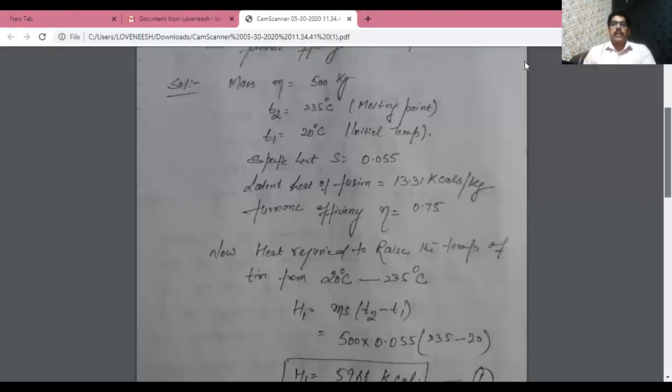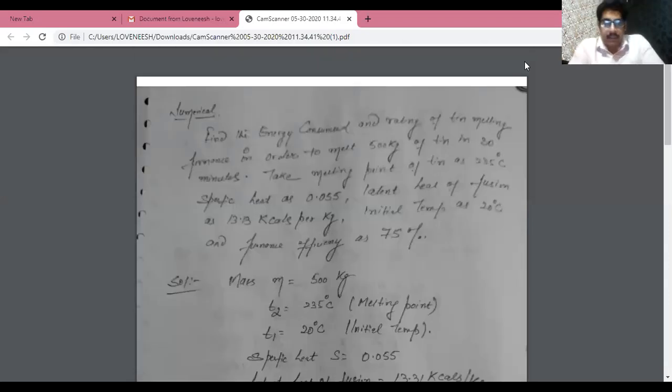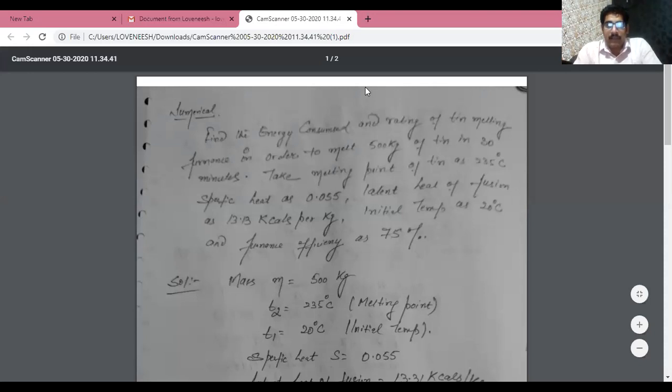Now this is the numerical on induction type heating. In this numerical, we have to find the energy consumed and the rating of the tin melting furnace in order to melt 500 kg of tin in 30 minutes. Take the melting point of tin as 235 degrees centigrade and the specific heat as 0.055. The latent heat of fusion is 13.13 kilocalories per kg. Initial temperature is 20 degrees and the furnace efficiency is 75%.